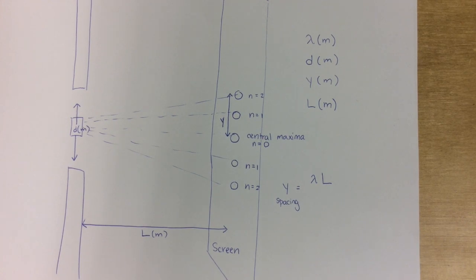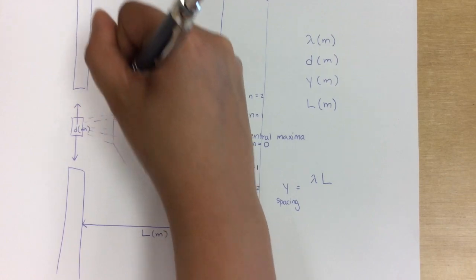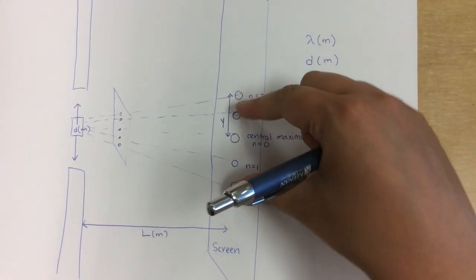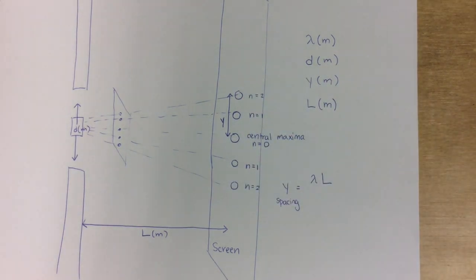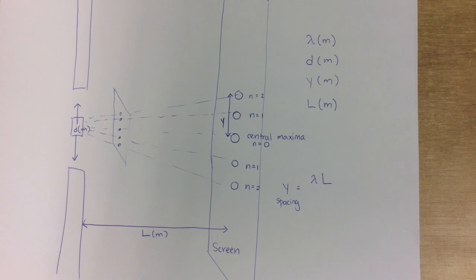Think of it like a projector screen. If I put a screen right here, those dots would be much closer together than they are when they're out here. As L goes up, the spacing between the dots goes up.